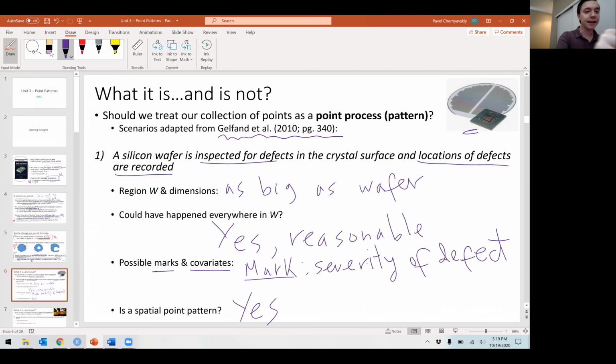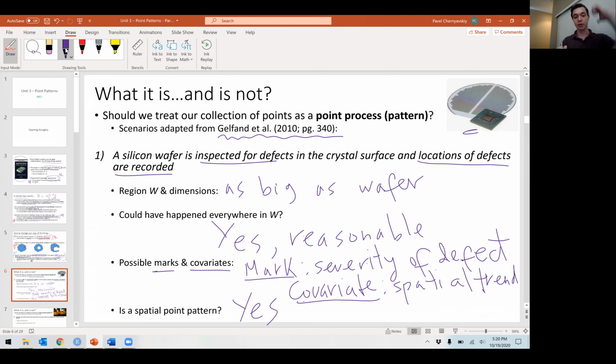A possible covariate would be, I don't know much about the manufacturing process, but the kind of spatial trend. You know, we're looking at the left-hand side or the right-hand side of the wafer. Are we looking at the top or the bottom? So, the spatial trend of the wafer to try and pick out the right-hand side, left-hand side, even the interaction between the X's and the Y's to pick out specific corners. And is this a point pattern? Certainly is a point pattern.